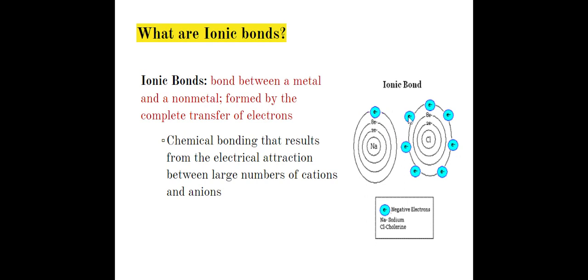Okay? So as you can see here, in this example, we have sodium and chlorine. Sodium only has one valence electron, but chlorine has seven. This means that chlorine has a really high electrical attraction, and so it's more likely to be able to attract other atoms with fewer valence electrons to it, thus completing its outer shell.